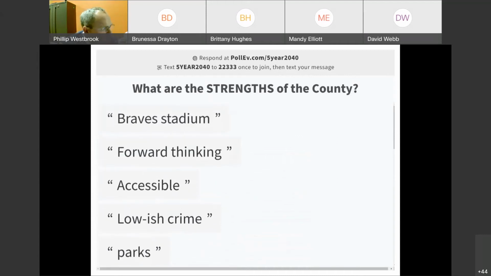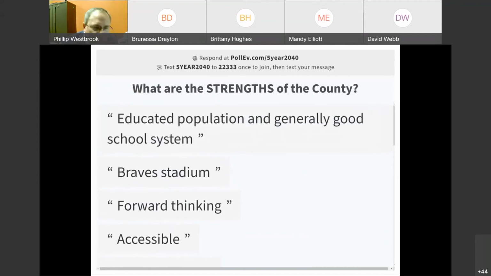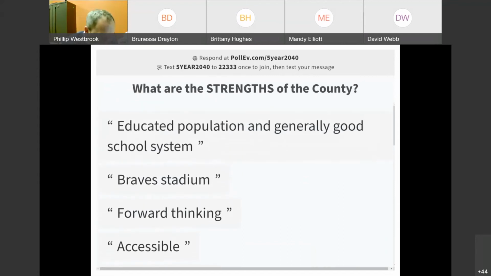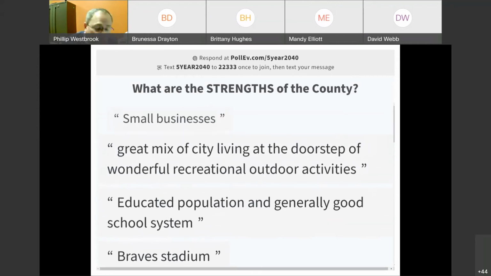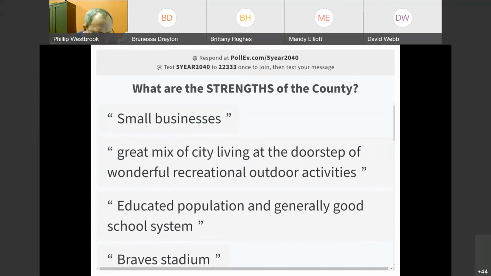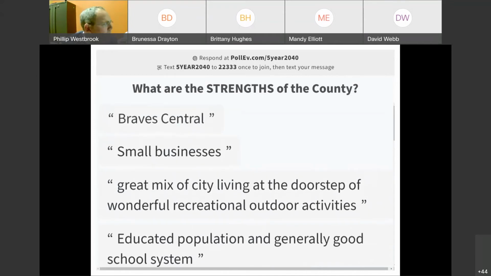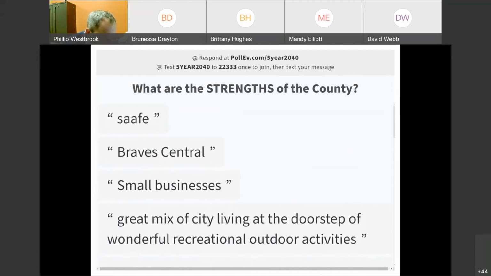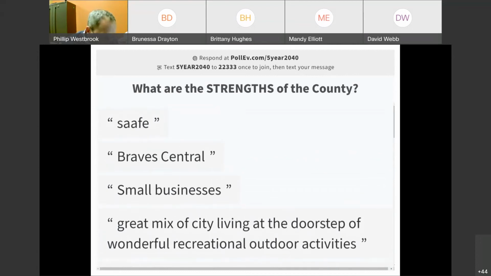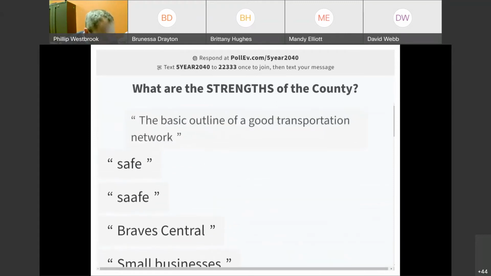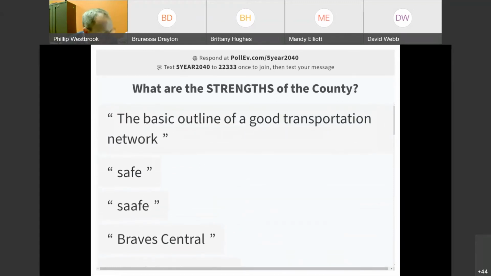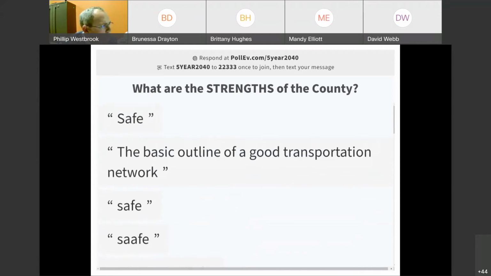If you're having a hard time thinking about the strengths, you can think about some of the things that you like best about Cobb, or think about some of the things that you would like to stay the same in Cobb. Or you could even think about what is working well in Cobb. What is unique and special about Cobb County?